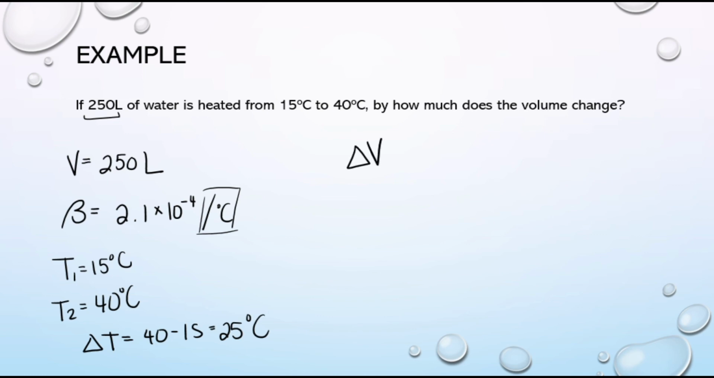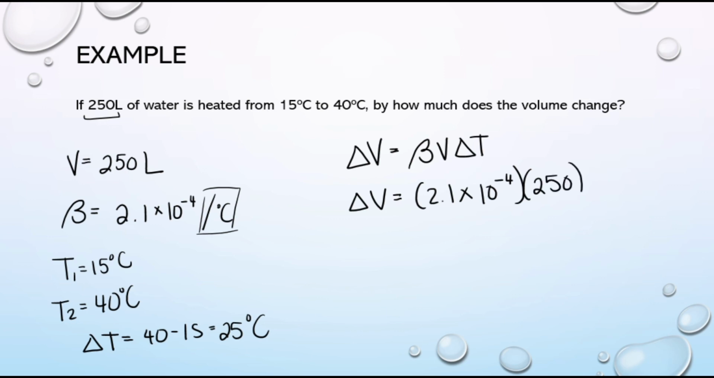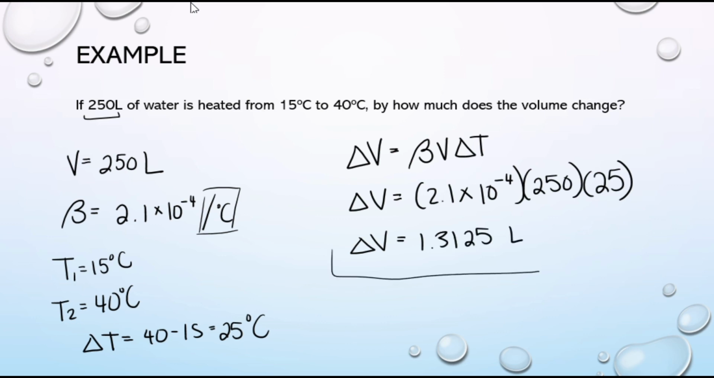Recall our formula: the change in volume of a liquid is equal to the coefficient of volume expansion multiplied by the original volume multiplied by the change in temperature. Putting our numbers in, 2.1 times 10 to the -4 multiplied by 250, the original volume, multiplied by the temperature change. So not a big temperature change. Let's see what happens. As we get that answer, 1.3125 liters, we see it's quite a bit more significant than the amount of volume change you were getting from the solids. 1 liter is nothing to sneeze at.